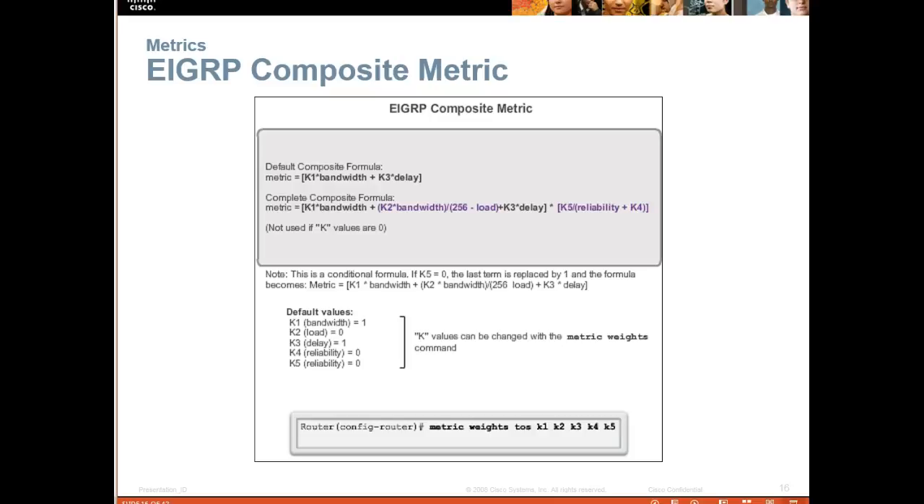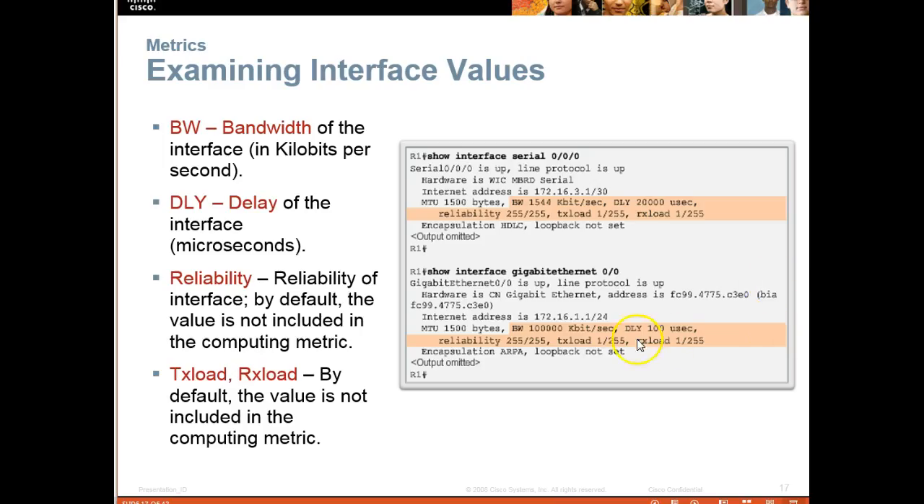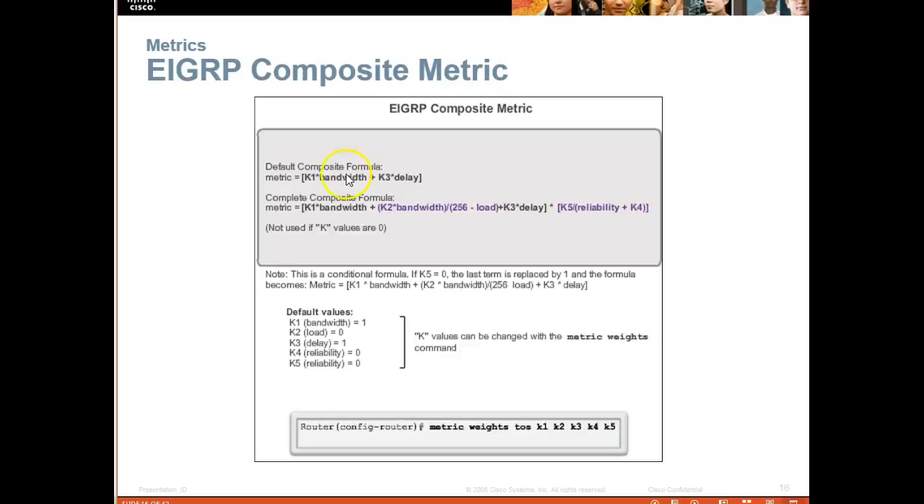Now, EIGRP works with a composite metric. You don't have to know this in great detail, but it's important that you understand how EIGRP works differently, which can make it a more reliable protocol in some networks. So, the default composite formula is bandwidth plus delay. If you know bandwidth and delay, those are the two factors that it takes in the most. But it has others it can add in.